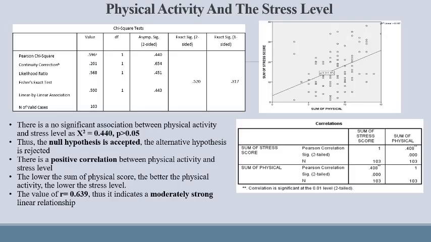According to the physical activity factor and the stress level, there is actually no significant association between physical activity and stress level. Thus, the null hypothesis is accepted and the alternative hypothesis is rejected. There is positive correlation between physical activity and stress level. The value of R 0.639, thus it indicates a moderately strong linear relationship.